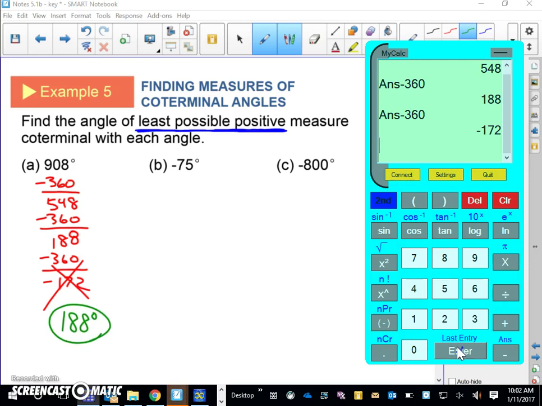I'm not saying 188 equals 908. That's not what I'm saying. I'm saying 188 degrees and 908 degrees terminate in the same place. They end up in the same place.